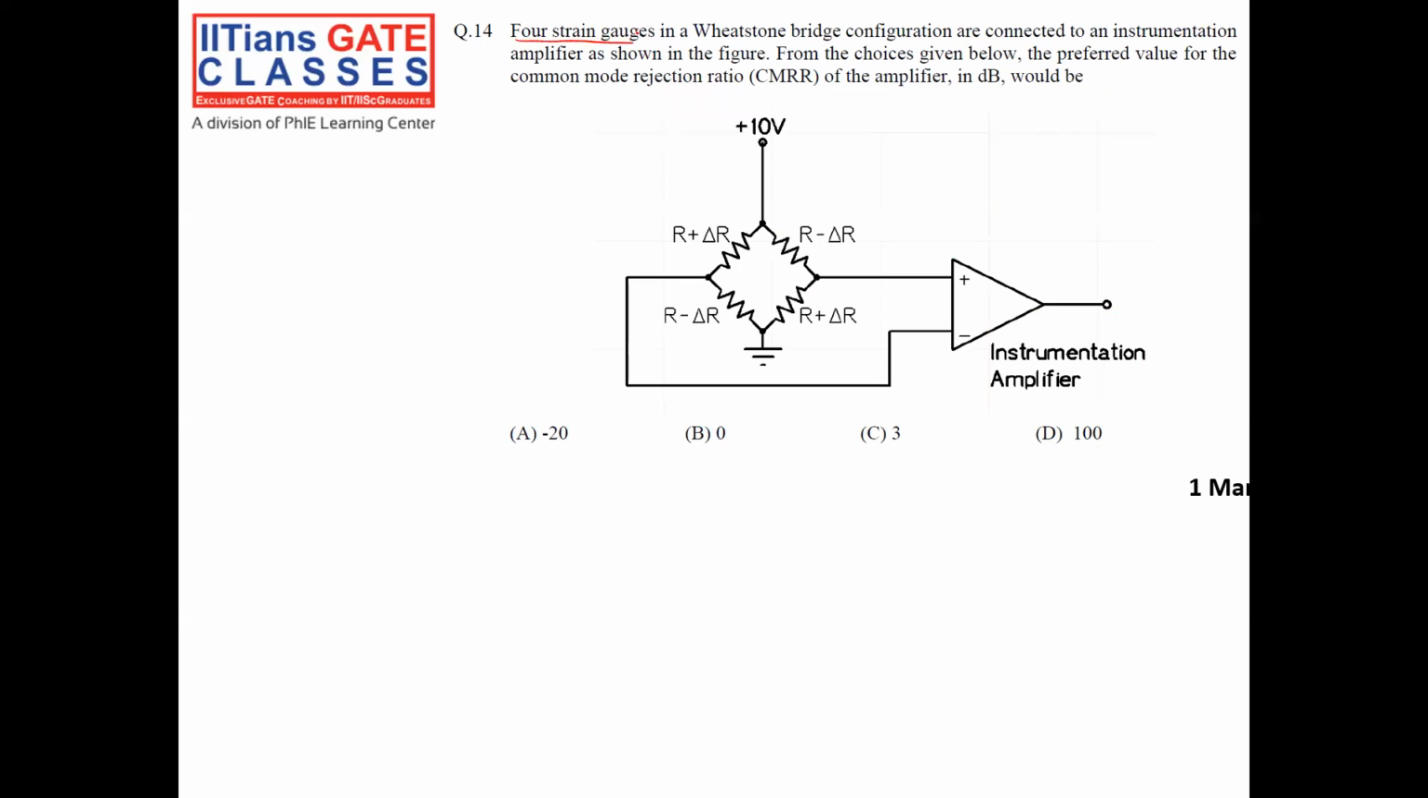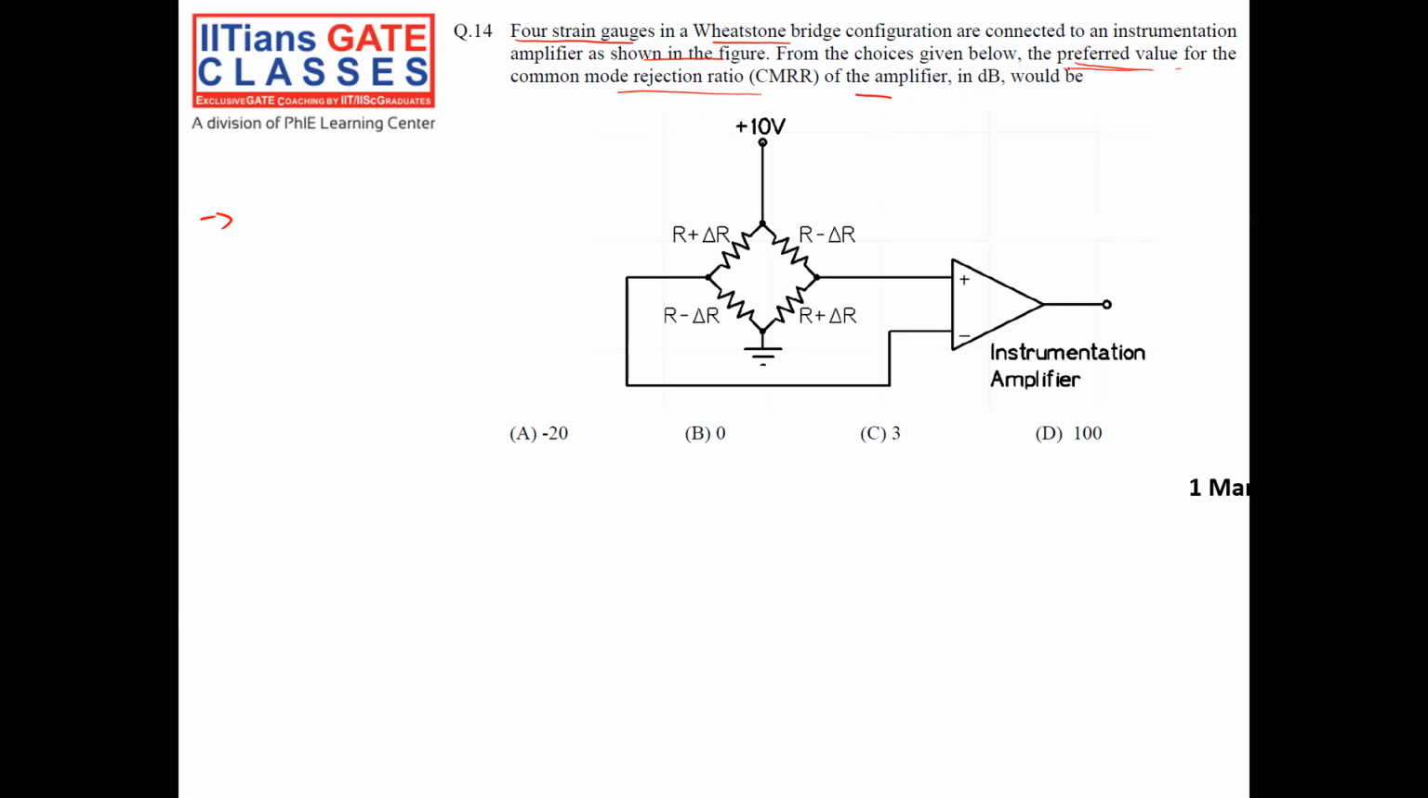For the 4 strain gauges in a Wheatstone bridge configuration connected to an instrumentation amplifier as shown in the figure, from the choices given below, the preferred value for the common mode rejection ratio, CMRR, of the amplifier in dB would be? Guys, first to understand, it is telling the preferred value. So we need not compute.